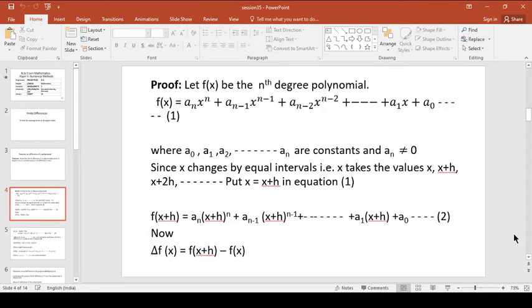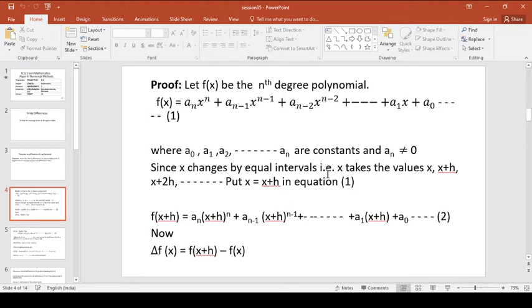So first we are going to consider the nth degree polynomial and then we are going to find out one by one the forward differences. So let f of x be the nth degree polynomial, that is f of x is equal to an into x raised to n plus an minus 1 into x raised to n minus 1 plus an minus 2 into x raised to n minus 2, and so on up to a1x plus a0. Let this be called equation number 1, where a0, a1, a2 and an are all constants, and particularly it is a polynomial of nth degree, so that an should not be equal to 0.